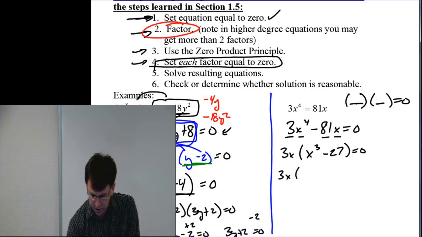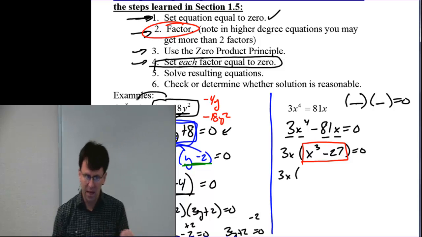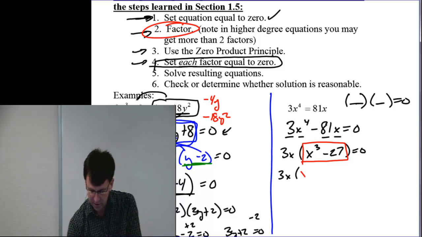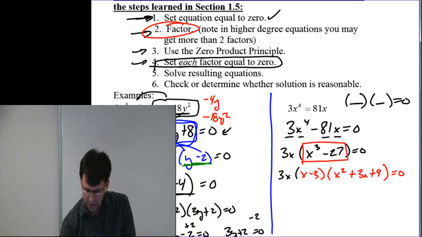So this is 3x. Now, we need to be able to recognize this as a difference of cubes. This guy just kind of sneaks up and grabs us every now and then. This is actually going to factor out to be x minus 3, and then I'll have an x squared plus 3x plus 9 by my formula. The little trick there was SOAP. It's the same sign, opposite sign, and always positive.